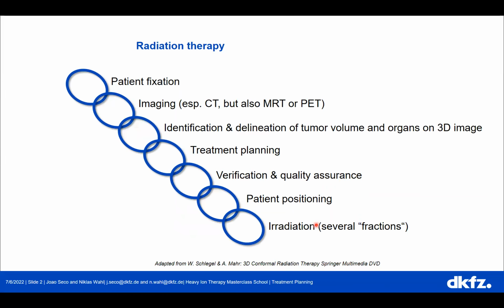Okay, so radiotherapy has many components. It's like a chain with a lot of pieces that have to work well together, and if there is any failure in one of the pieces, then it's a problem. They include things like patient fixation, imaging, identification and delineation of your cancer, treatment planning, verification and QA, patient positioning, and irradiation. I'm sure many of these have been dealt with already in the course. I'm going to focus on treatment planning. A lot of this information can be obtained from the Wolfgang Schlegel book that was published many years ago.